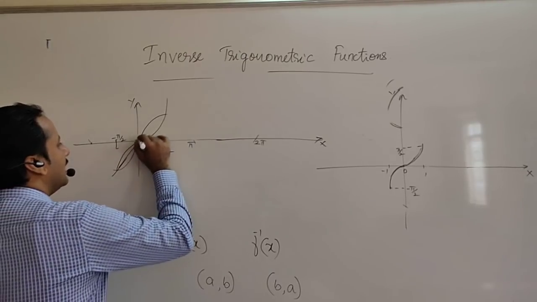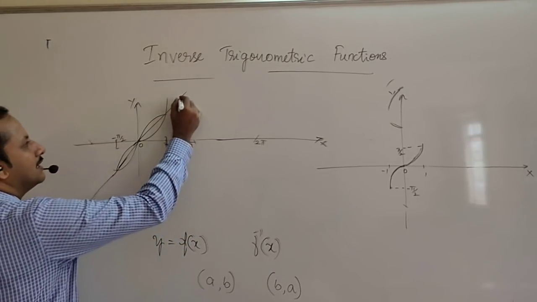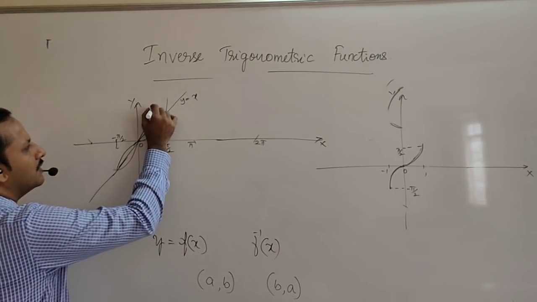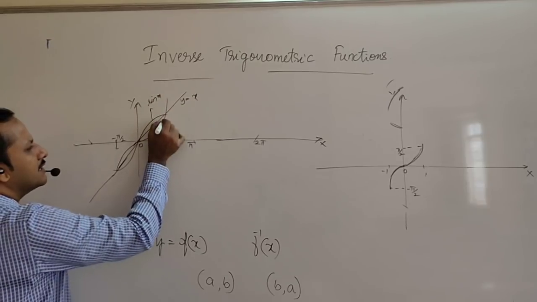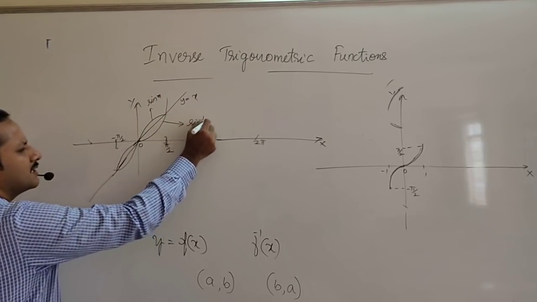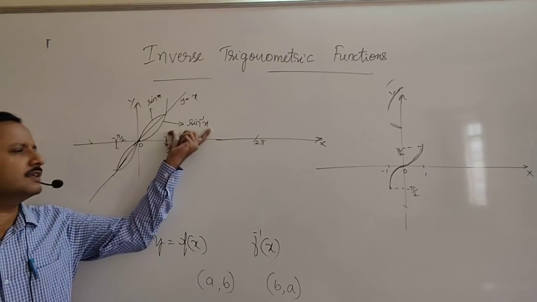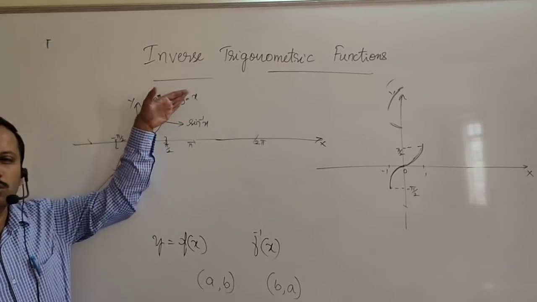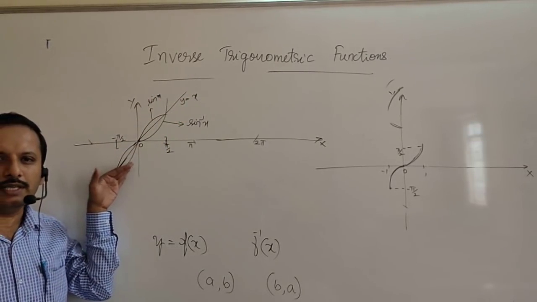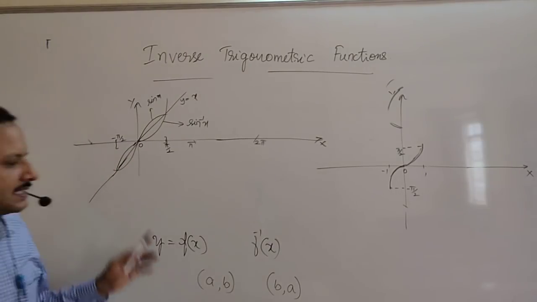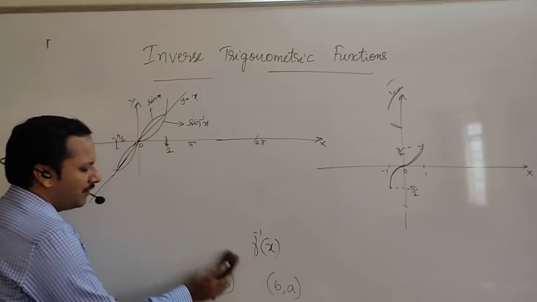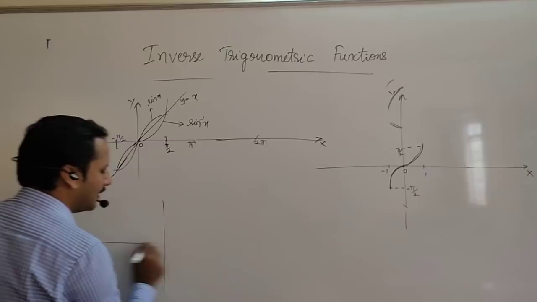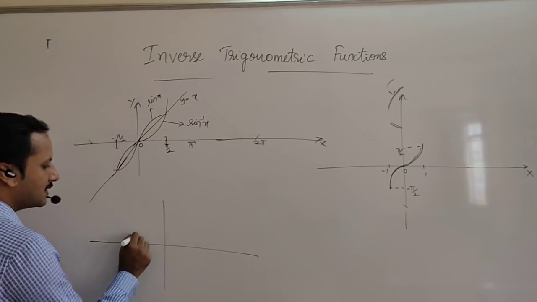Now here is the line y is equal to x. This is the graph of sin x, and this is the graph of sin inverse x. Observe that the graph of sin inverse x is the mirror image of the graph of sin x with respect to the line y is equal to x. In the same way, we can discuss the graph of cos x and cos inverse x. The graph of cos x, as we know, the graph of cos x.